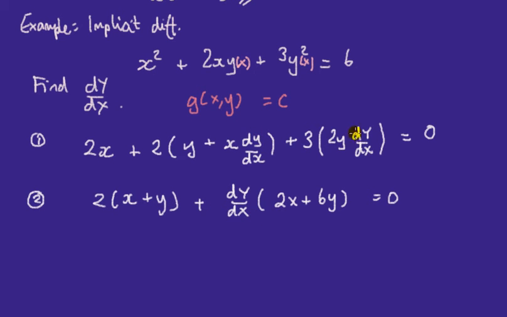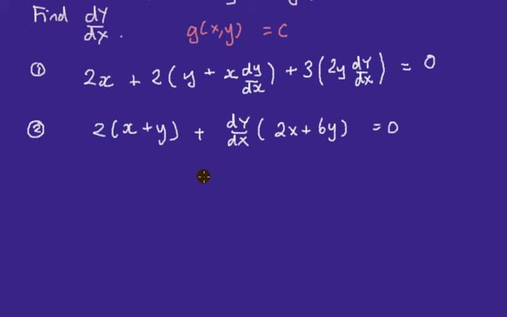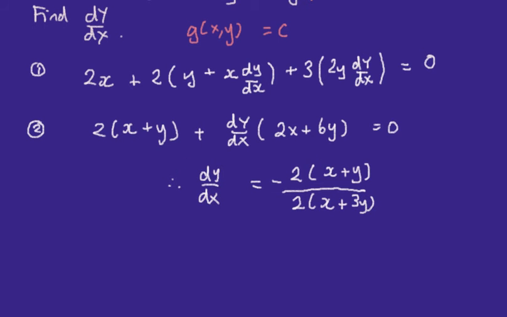By the way, at the moment I'm seeing I've got a curly y and a big Y. They're supposed to be the same y. Rearranging for dy by dx, we have this. The 2's cancel. And we should say, since it's a derivative, so long as the bottom is not 0. So it's for x plus 3y not equal to 0. And that's the answer.